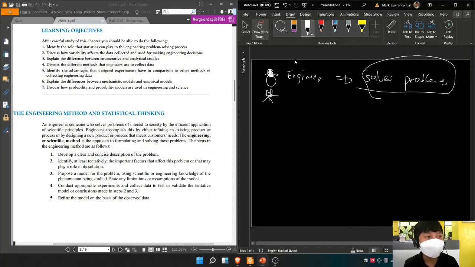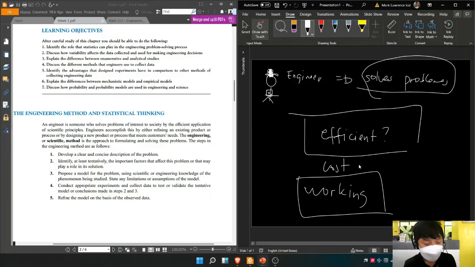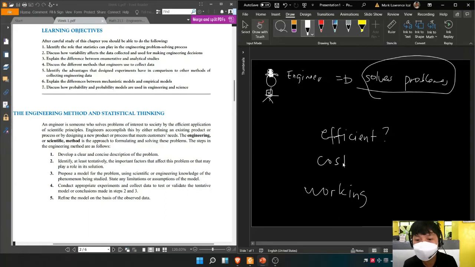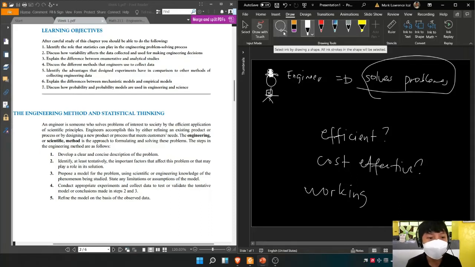Not just solve problem, because marami kasing problem na, okay, you can do this, but the question is, is it efficient? Okay, well, it's working. Any kind of solution to a problem can work, but is it efficient, or is it cost effective? When we say cost effective, sulit ba, or nakatipid ba ako? Ganon. So, again, engineer accomplish this by either refining an existing product or process, or by designing a new product or process that meets customers' needs.